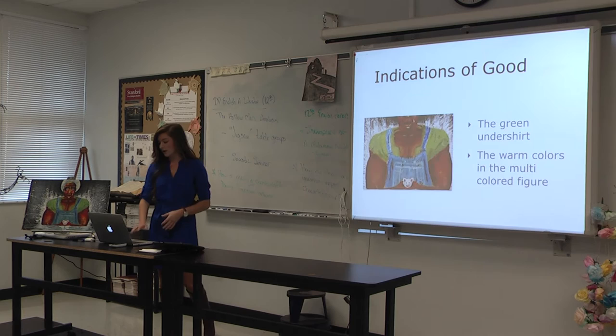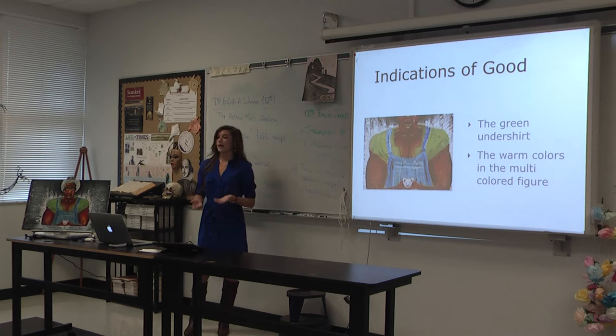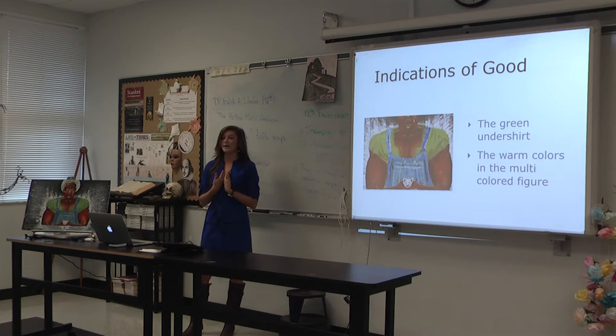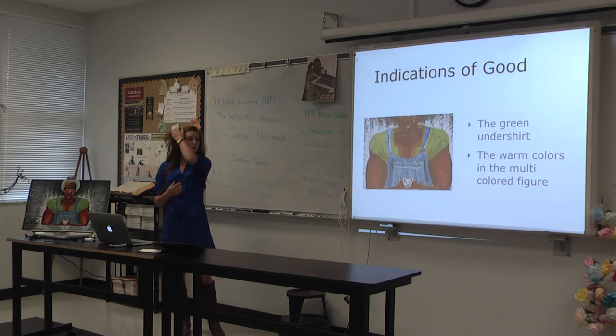Other indicators of good is that when I typically think of sin, I think of the color red. And so by making the undershirt of John Coffey green, green is a complementary color to red. And so in paintings, those two colors are usually used to either darken each other's values when you mix them or mask each other. So just like how Paul and John give hints in the novel, I gave a hint in my painting that John is going to have the ability to mask other characters' sins. And another indicator of good is the warm colors, this multicolor figure in the painting. Notice I didn't put any cool colors like purple or blue.